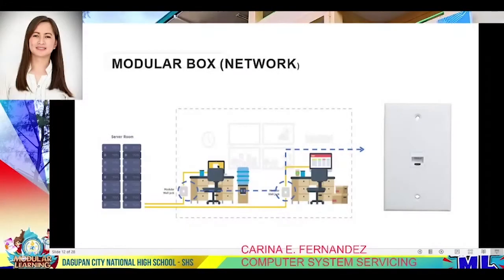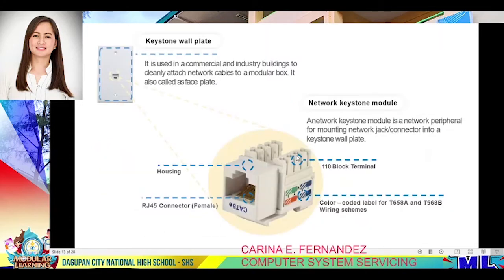The modular box network. It is a surface-mounted box used in commercial and industrial buildings to cleanly attach network cable. It is commonly used in structured networks. Inside the modular box, we have the keystone wall plate and network keystone module. The keystone wall plate is used in commercial and industrial buildings to cleanly attach network cable to a modular box. It is also called a face plate.